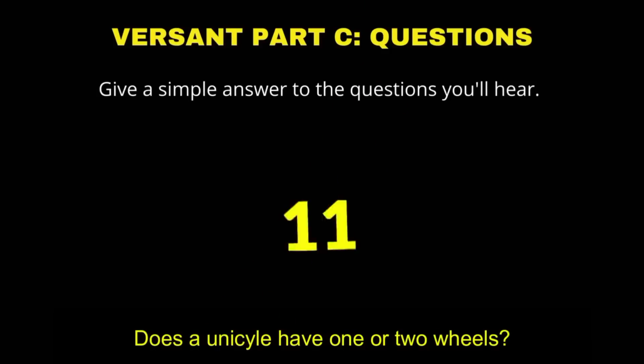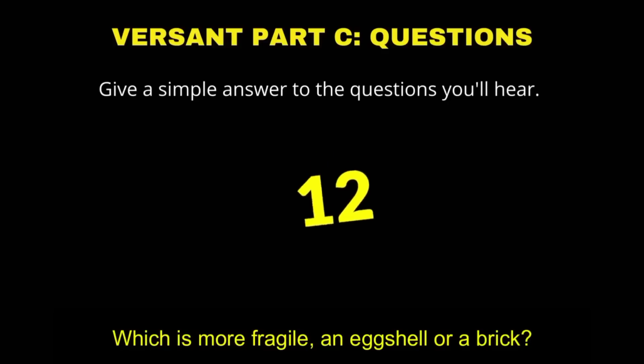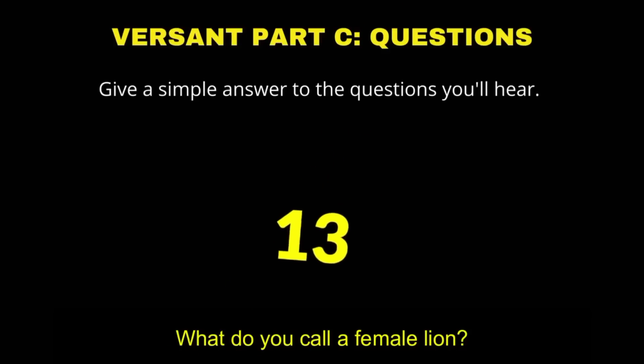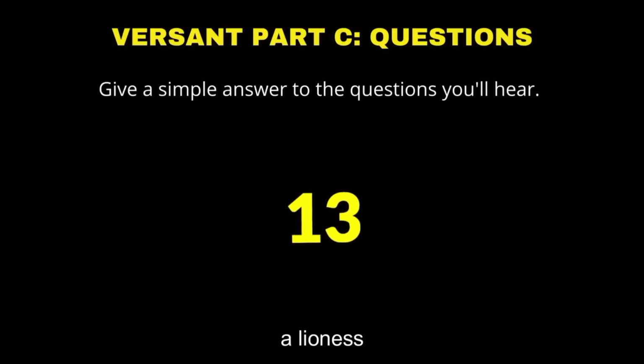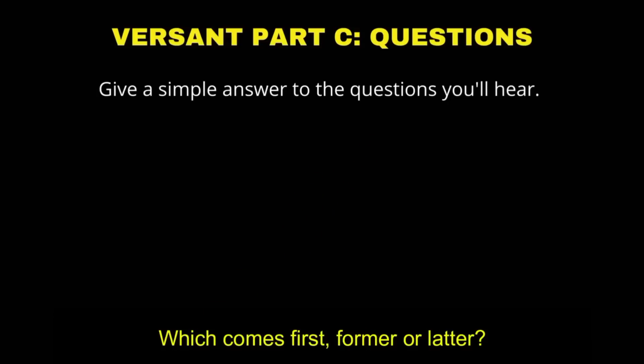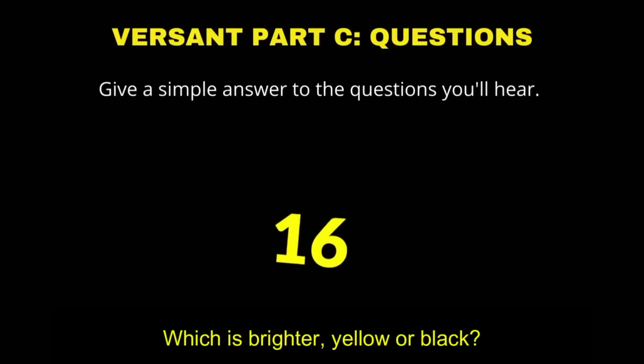Salty. Does a unicycle have one or two wheels? One. Which is more fragile, an eggshell or a brick? An eggshell. What do you call a female lion? A lioness. Do worms wriggle or walk? Wriggle. Which comes first, former or latter? Former. Which is brighter, yellow or black? Yellow.